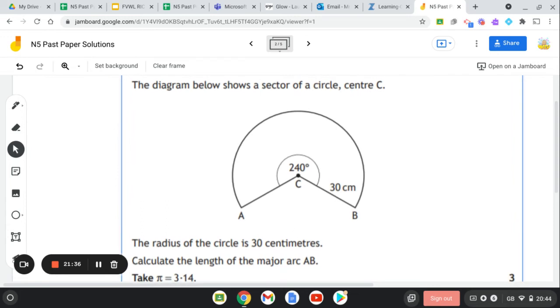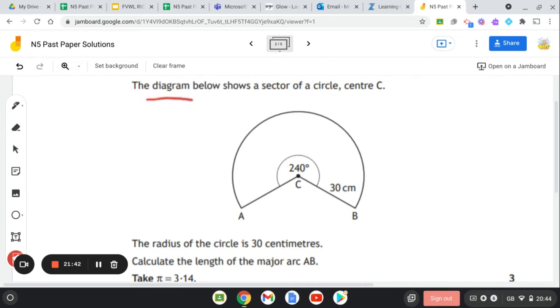If we just take a moment to read this question, what we have got is: the diagram below shows a sector of a circle, centre C. The radius of the circle is 30 centimetres. Calculate the length of the major arc AB. First of all, you need to understand what it is they're actually asking you to work out. They want you to work out this bit here, all the way from A round to B, so just the arc, not the perimeter of the shape, just the part of the circumference.